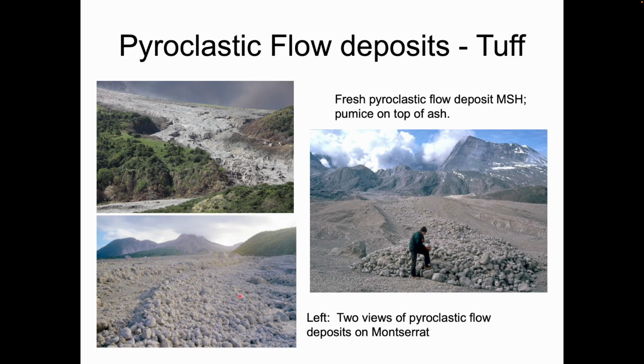And then on the left we have two pyroclastic flow deposits. The top one is mostly made of ash, which makes this gray, light-colored tongue coming down out of the volcano. And then we have another pumice flow. These are on the volcano of Montserrat down in the Caribbean.